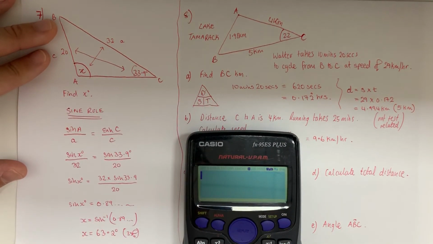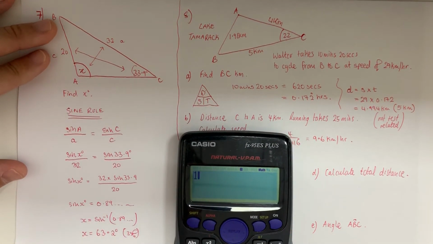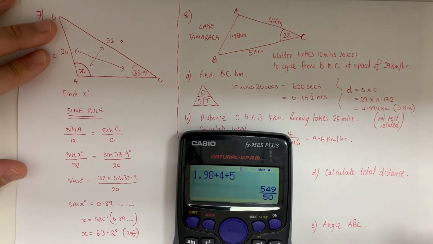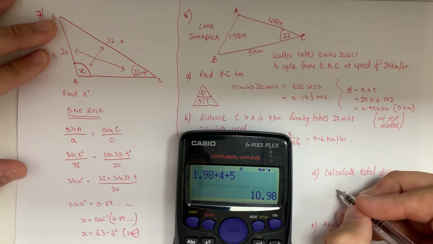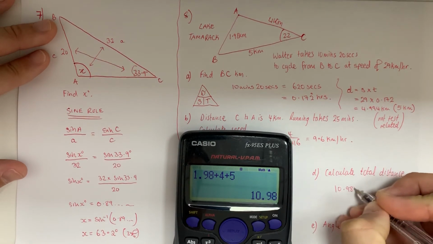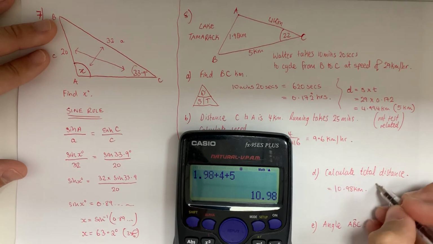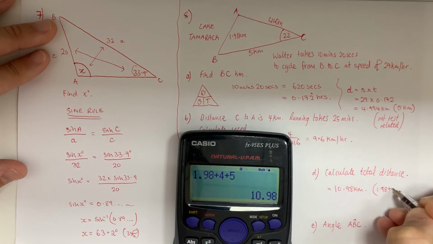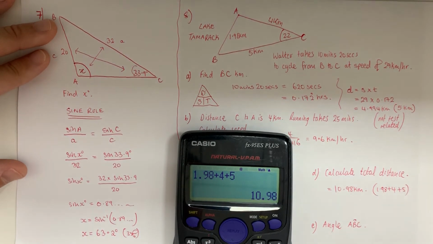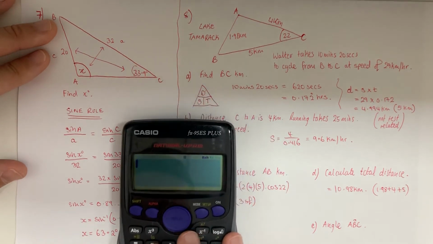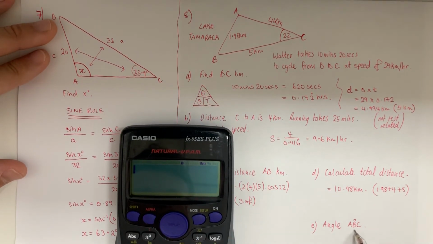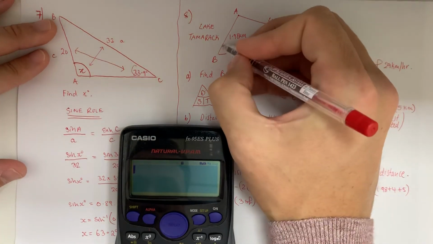So again, just do 1.98 plus 4 plus 5. Nice and easy. You can do it without a calculator if you want. So that's the total. Just adding them all together. 1.98 plus 4 plus 5. Now find the angle. Where is it wanting the angle? ABC. So angle at B.